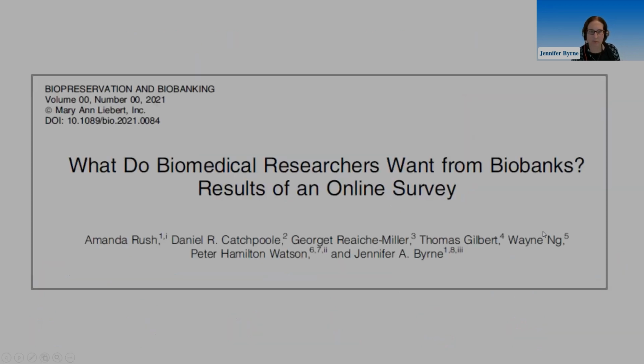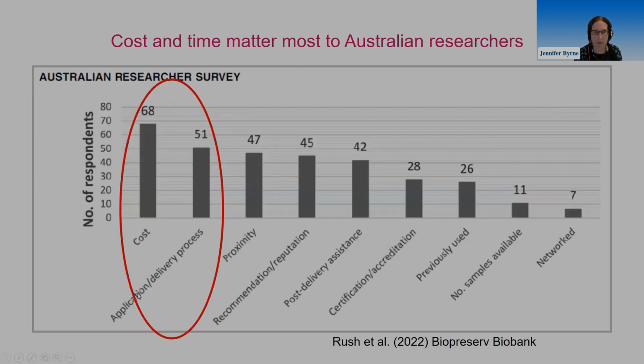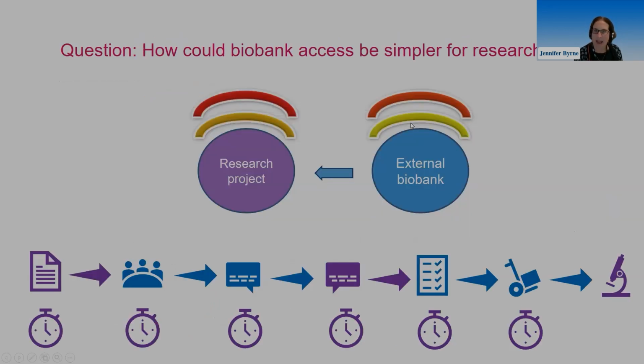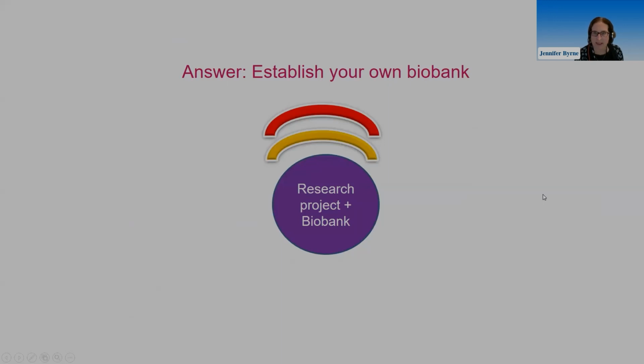We learned from surveying biomedical researchers in Australia that the time and cost of obtaining biospecimens is very important. In fact, these were the primary considerations when Australian researchers talked about what was important to them in obtaining samples from a biobank. So how could biobank access be made simpler for researchers? And I guess the answer is fairly obvious. It's essentially to go it on your own and establish your own biobank, so have a research project and a biobank in one.